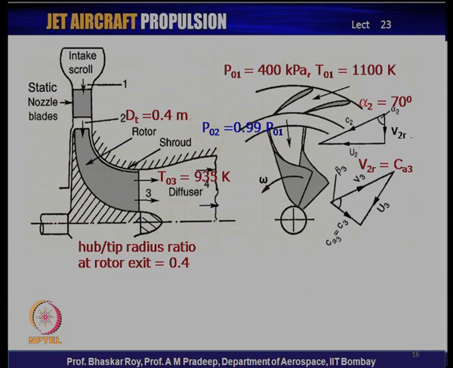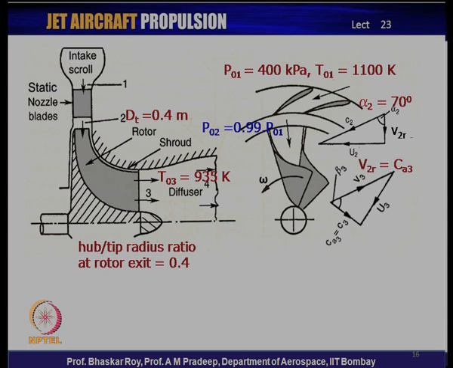Let us look at the radial flow turbine diagram that we have done before. What is prescribed is the tip diameter of the rotor as 0.4. At the entry to the turbine, what is prescribed is P01 equal to 400 kilopascals, T01 equal to 1100 K, and alpha 2 over here is prescribed as 70 degrees. V2R, that means this V2R here, is to be equal to this CA3.